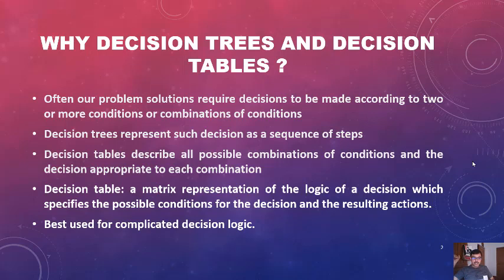A decision tree represents such decisions as a sequence of steps, and decision tables describe all the possible combinations of conditions and the decision appropriate to each combination. A decision table is a matrix representation of the logic of a decision, which specifies the possible conditions for the decision and the resulting actions, and is best used for complicated design logic. So decision trees and decision tables are the best way to describe complex decision logic.